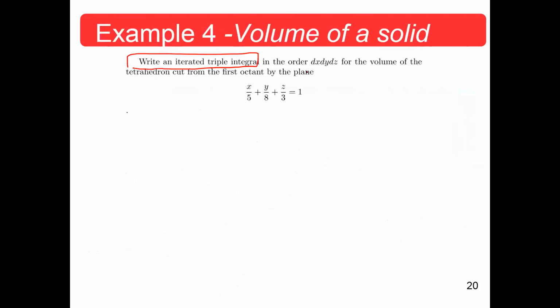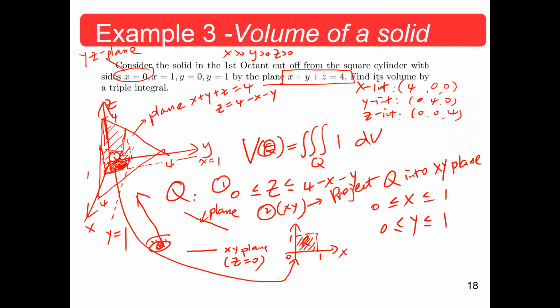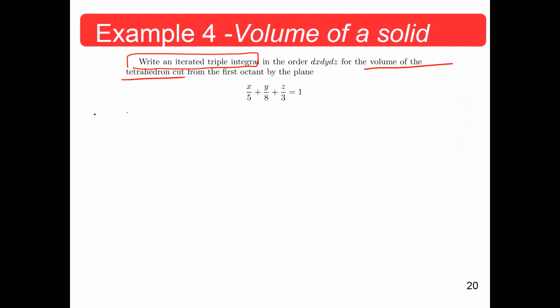Write an iterative triple integral in the order dx, dy, dz for the volume of the tetrahedron cut from the first octant by the plane x over 5 plus y over 8 plus z over 3 equals 1. Let's just go dx, dy, dz. So first of all, let's see, what's the graph? They were asking you to calculate the volume of the tetrahedron, right? It looks kind of similar to what we have there, but slightly different.